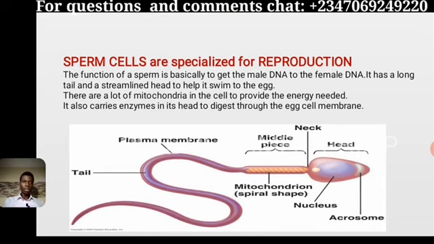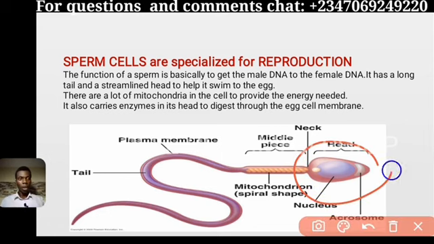Now, the next cell is what? Sperm cell. These are specialized for what? For reproduction. You can also say the egg cell in the female is also a specialized cell for reproduction. I only chose sperm cell as an example. It's not the only one. The function of the sperm cell is basically to get the male DNA, which is found in the head of this structure. This is a specialized cell, like I said.